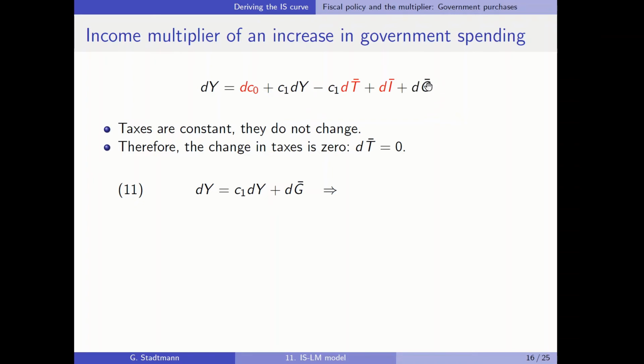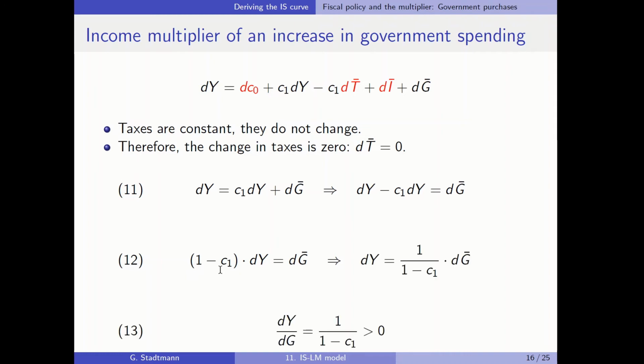And then here we have the change in government spending. Because the government increases government spending by 1 unit, dG takes the value of 1 unit. Now we have to solve this relationship for dY. In the first step, we can put C1 dY on the other hand side of the equation, and it pops up with a negative sign here. Then we can write dY out of brackets, so we get 1 minus C1 times dY. In this next step, we divide equation 11 by 1 minus C1, and we get to this relationship here. We have isolated dY on one hand side of the equation.